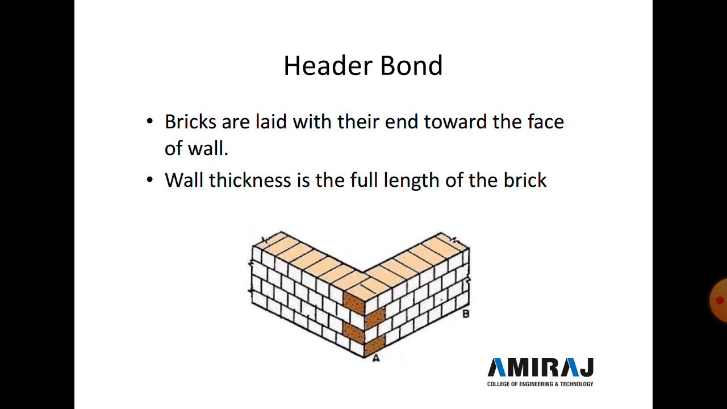Now next type of bond is the header bond. When bricks are laid with their ends toward the face of the wall, or the header toward the face of the wall, it is known as a header bond. Here the wall thickness is the full length of the brick. When we see the front view, all the headers are seen on the face side of the brickwork.